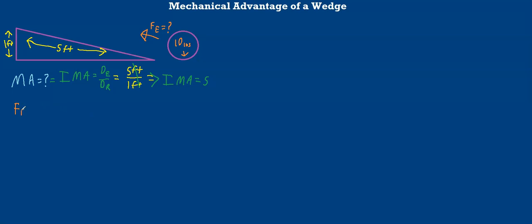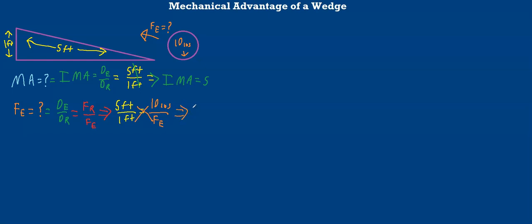And then to solve for our effort force, let's go ahead and assume an ideal effort force so we can use our ideal effort force equation, which says dE over dr is equal to Fr over Fe. And we know most of these numbers, right? So we can just say dE over dr is still 5 feet over 1 foot. That hasn't changed. And we can set that equal to Fr over Fe. And we know our Fr is 10 pounds, and we don't know Fe, so we can just leave that as a variable. And then we can just cross multiply and divide.